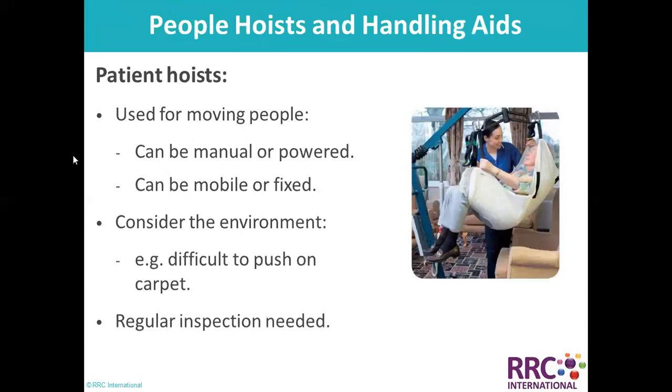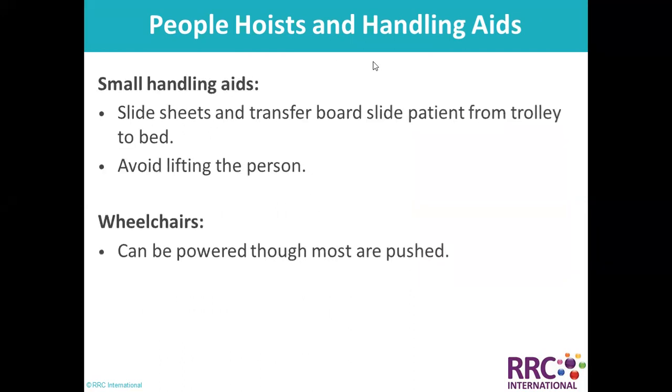Now, people hoisting and handling aids. Look at one example, especially the patient hoist designed for hospitals or even at home. The patient hoist used for moving people can be manual or powered, mobile or fixed. Consider the environment, for example it is difficult to push on carpet, and regular inspection is needed. Small handling aids might be slide sheets and transfer boards to slide a patient from trolley to bed. Avoid lifting the person. A wheelchair can be powered, though most are pushed.